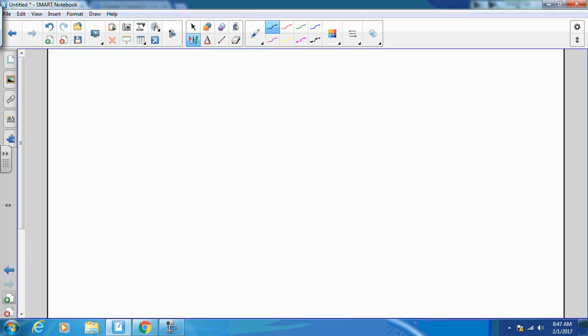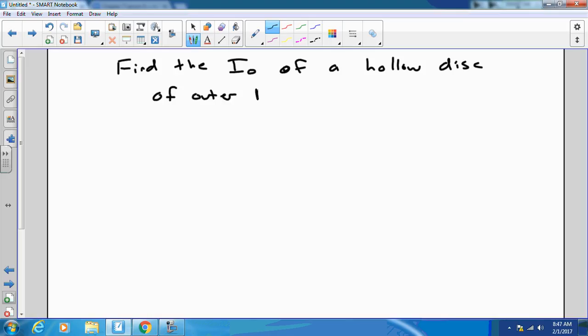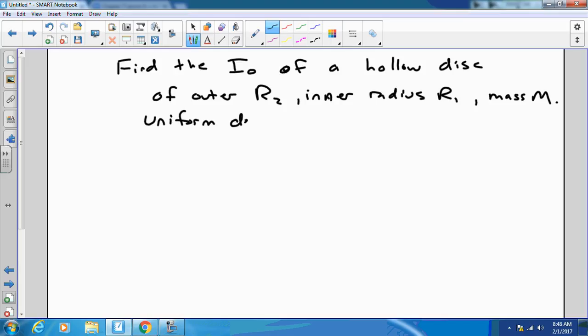Now, I'd like to consider a similar problem, and that is: find the moment of inertia of a hollow disk of outer radius R2 and inner radius R1 with mass M, and again with uniform density. Moments of inertia.